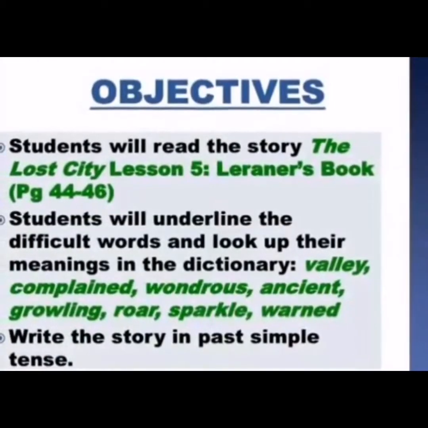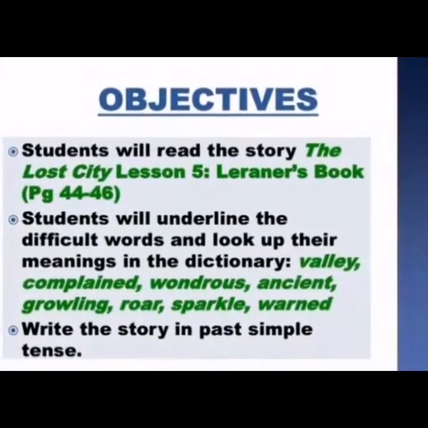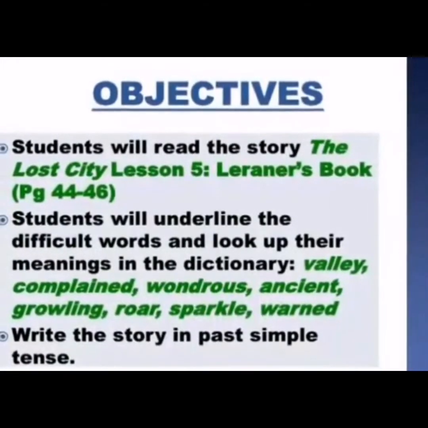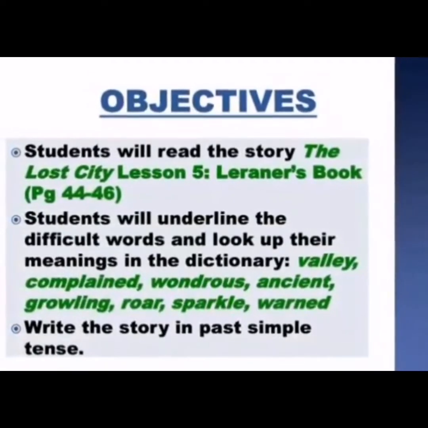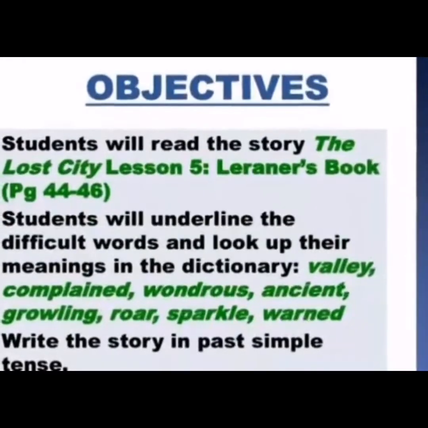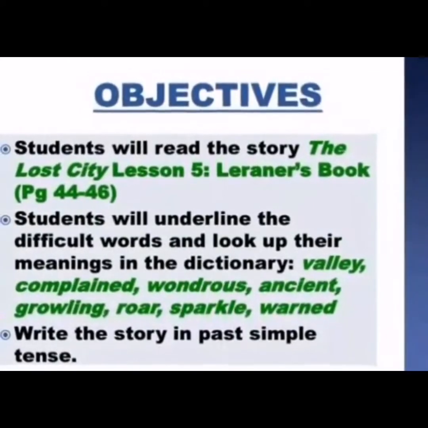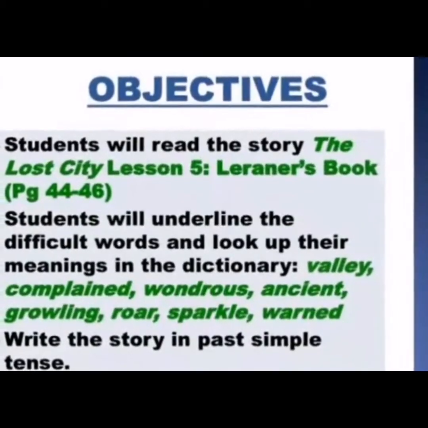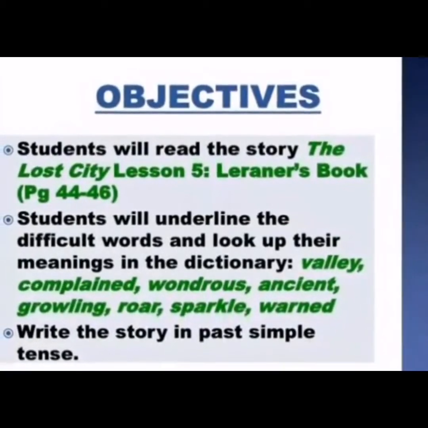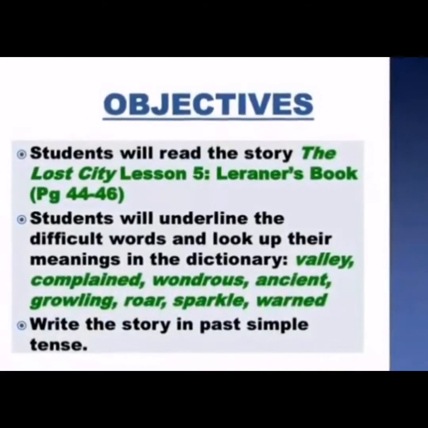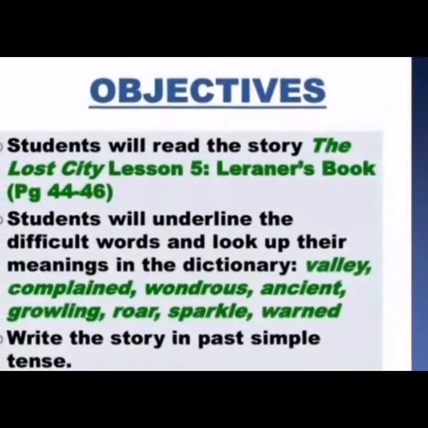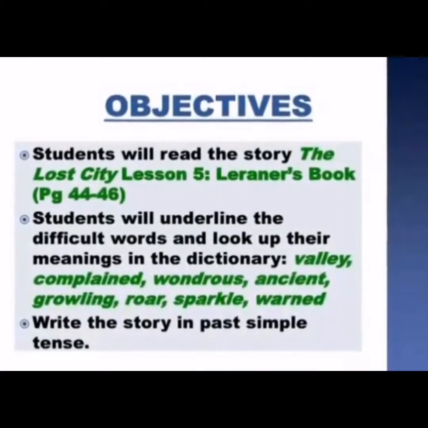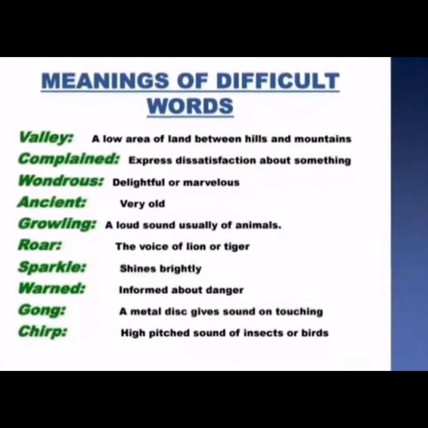Before moving toward today's lesson, I want to share some objectives with you. Students will read the story The Lost City, lesson number 5 from the Learner's Book, pages 44, 45 and 46. It means that when you are listening to my lecture, you have to go through pages 44, 45 and 46. Students will underline the difficult words and look up their meanings in the dictionary. A few difficult words I have written over here, like valley, complaint, wondrous, ancient, growling, roar, sparkle, and wand. You will also be able to write the story in past simple tense.